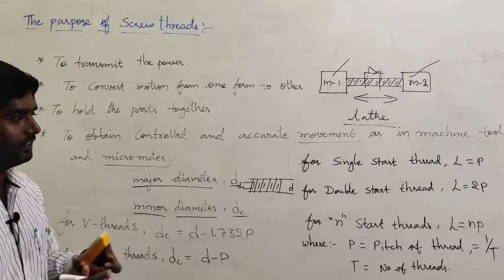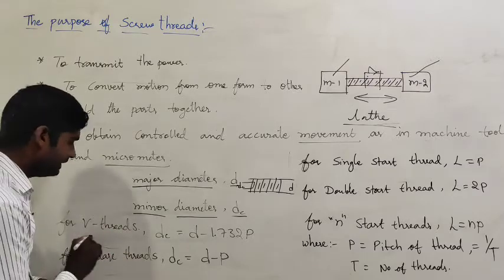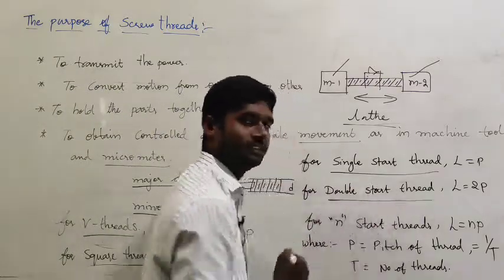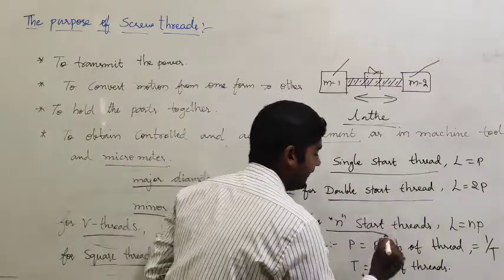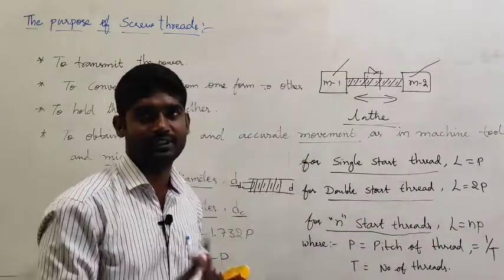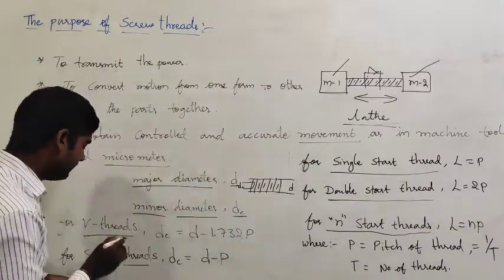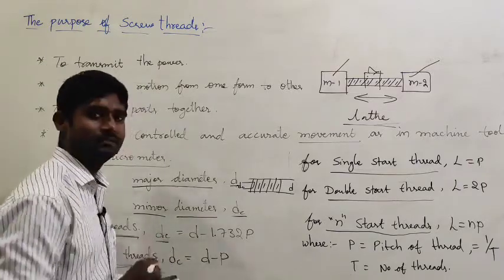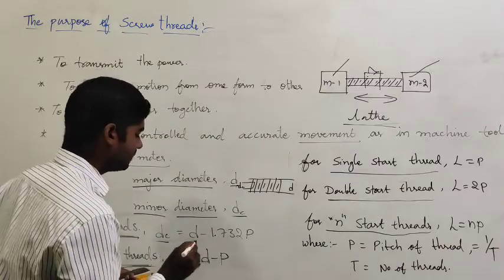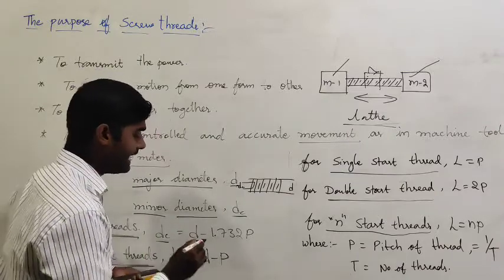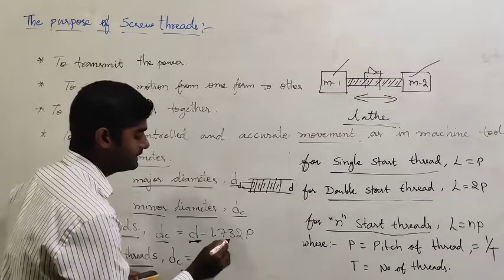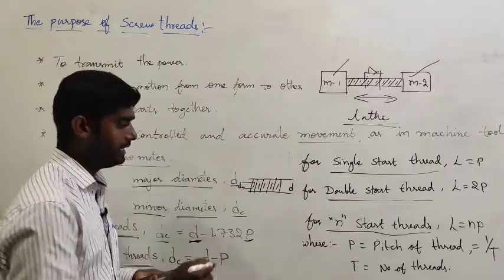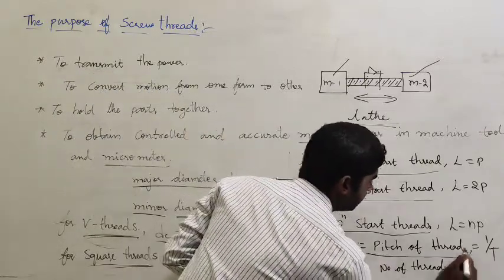Let's see the different threads: V threads, square threads, single start thread, double start thread, and another one, N start threads, meaning number of starts. For different threads we use different formulas. To find the minor diameter, DC is equal to major diameter minus 1.732 P. What is P? P is the pitch of the thread.